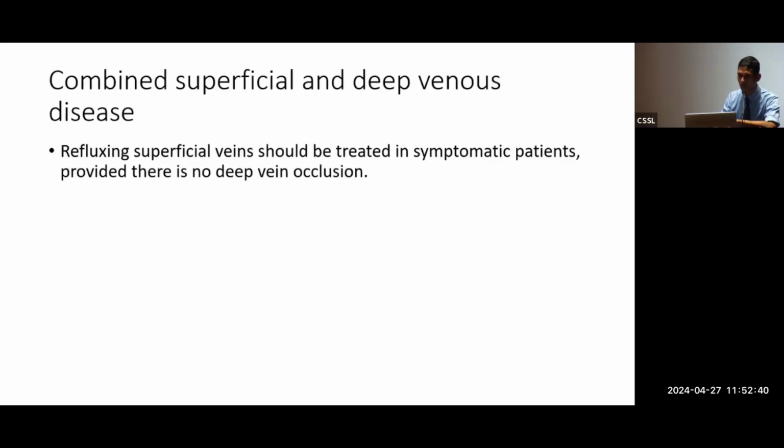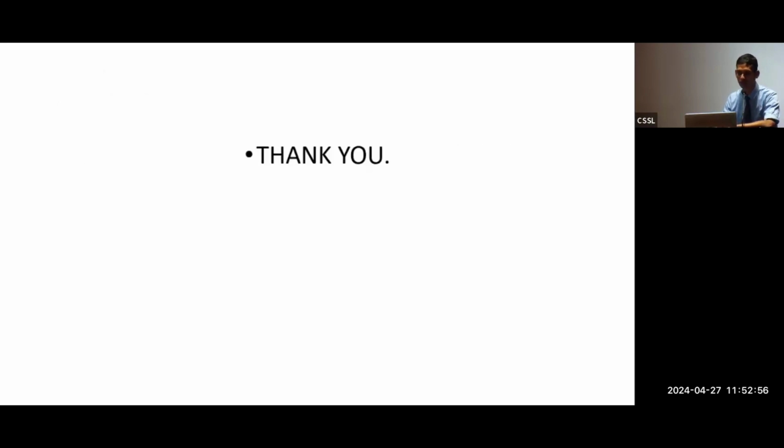So again, we have discussed this before. If a patient has combined superficial and deep venous disease, provided that you rule out deep venous obstruction, you can treat the superficial refluxing disease, provided the patient is symptomatic. So a lot of overlap. So that's it. Do you have any questions?